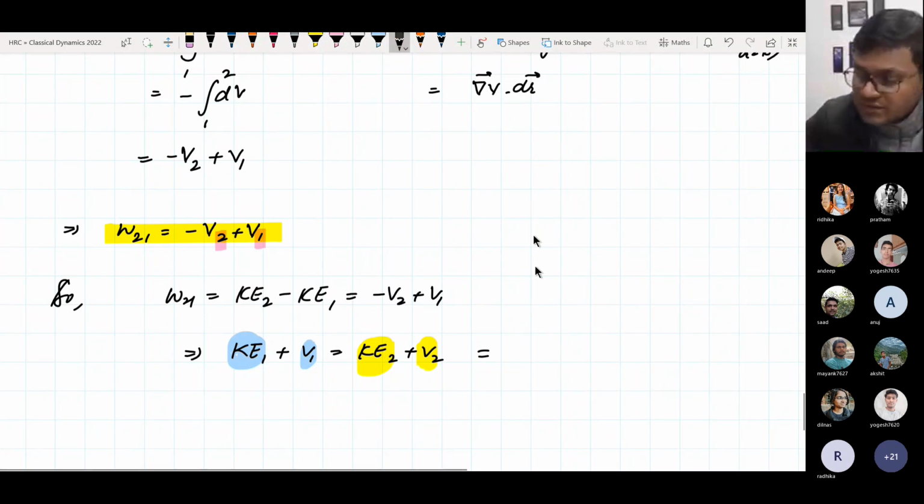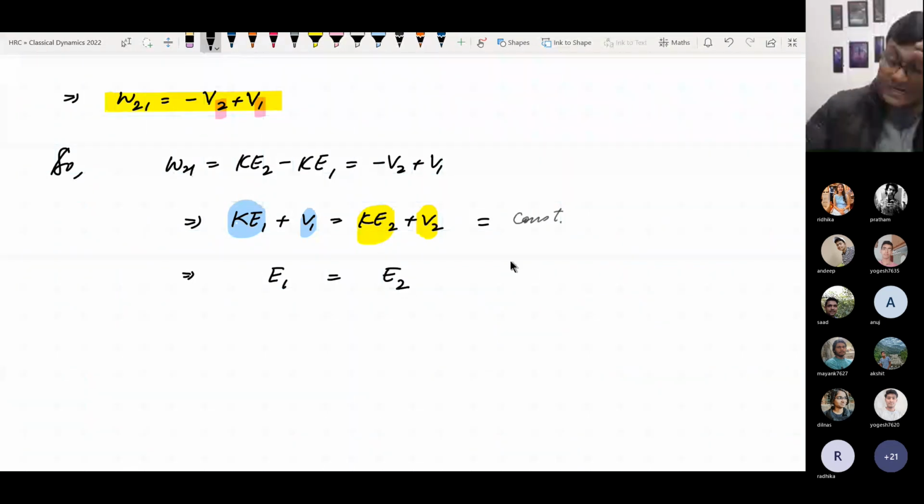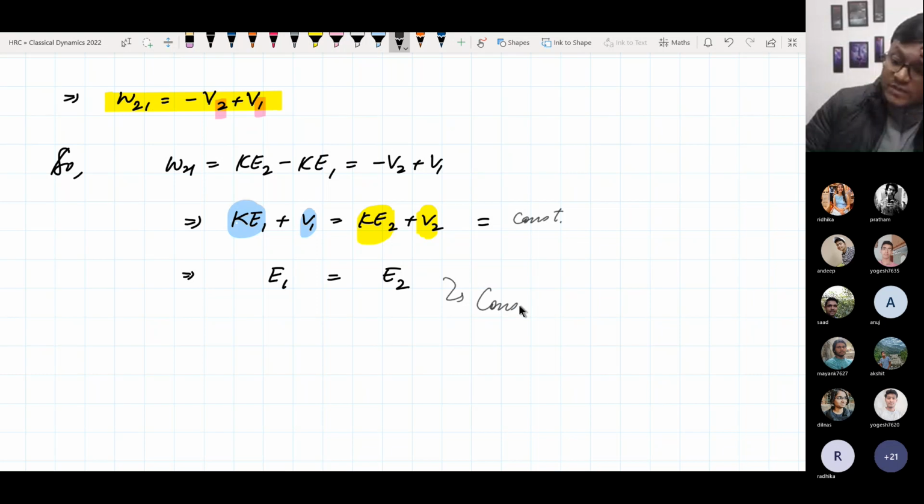That is only possible if this whole expression is some kind of a constant. And we say that this constant is nothing but the energy, okay, mechanical energy. So we say that the mechanical energy at position 1 is equal to the mechanical energy at position 2. So this leads to what is known as the conservation of mechanical energy principle.